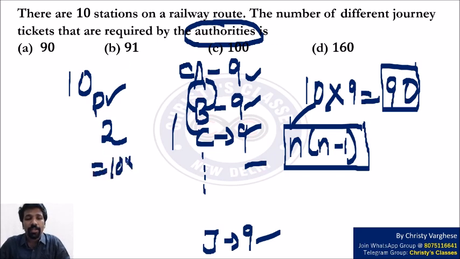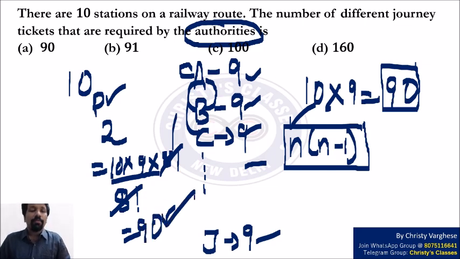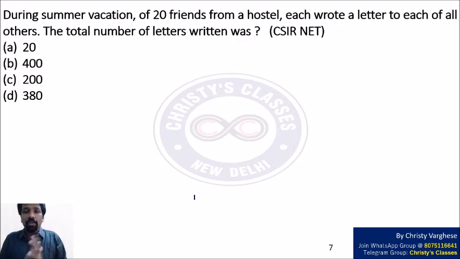10P2, if you do, you will get 10 into 9 into 8 factorial divided by 8 factorial. Once you do it and simplify it, that is the same answer, 90 itself. So whichever way you think, it is easy, these kinds of questions. Where to use permutation and combination should be clear.